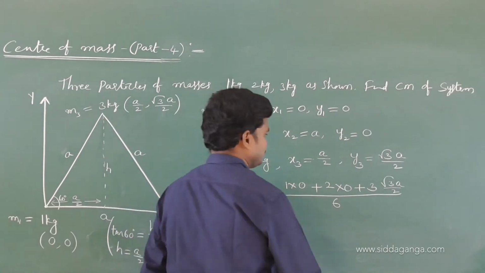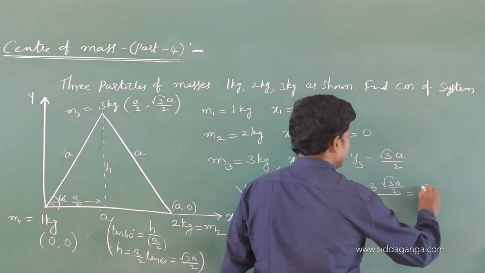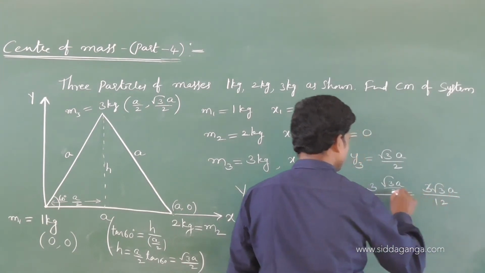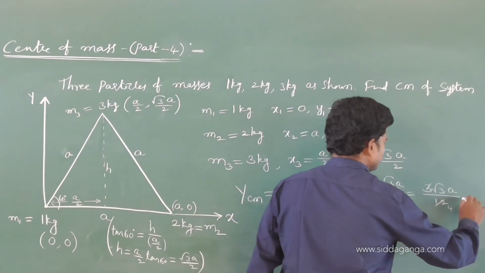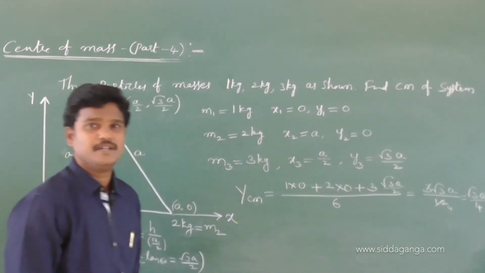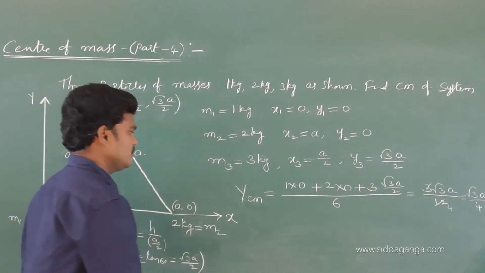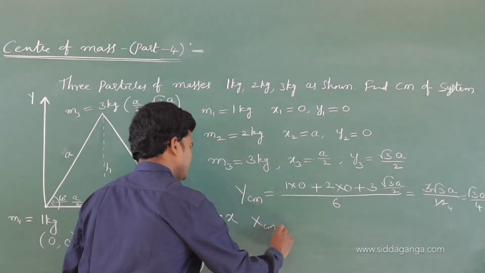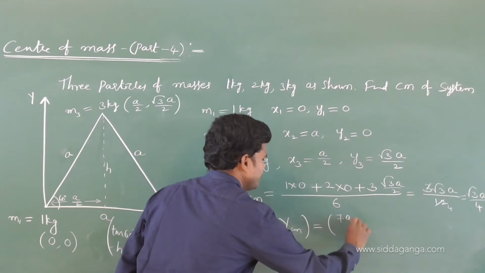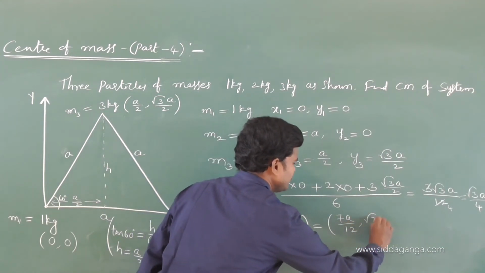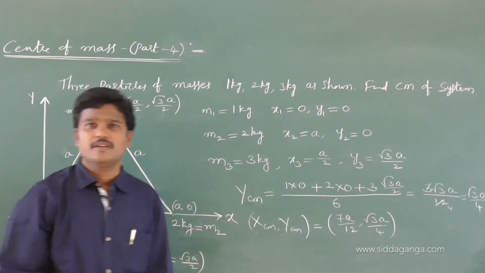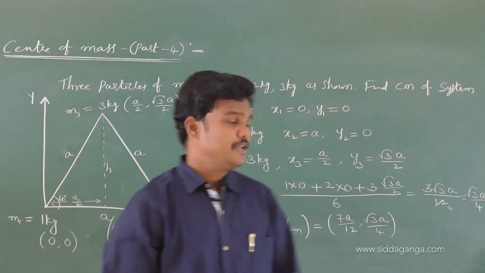So, this is 3 root 3 A by 12, 2, 6, 12, 4. So, we got root 3 A by 4. Root 3 A by 4 is the y coordinate. Now, we got the XCM and YCM values, which are 7A by 12 and root 3A by 4. 7A by 12 and root 3A by 4.